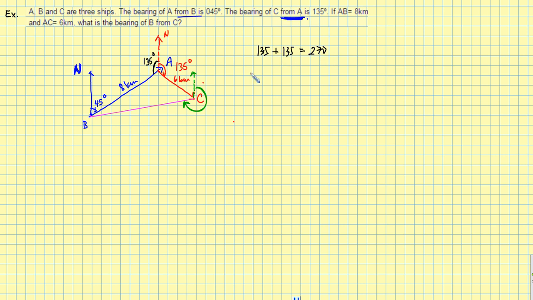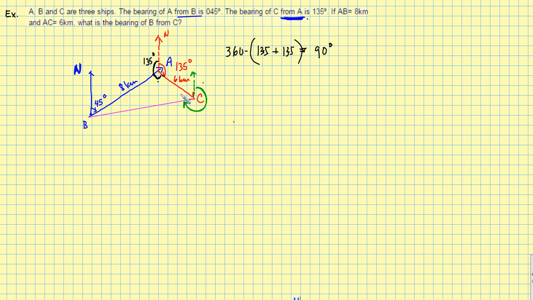And if I subtract that from 360 degrees, so 360 minus the sum of those, that will give me a 90-degree angle. So 360 minus 270 gives us 90. So I definitely know at this point that the angle internally of my triangle is going to be 90 degrees. All right, knowing that simplifies our life a great deal, because if we are trying to find the bearing of B from C, it becomes a lot easier.